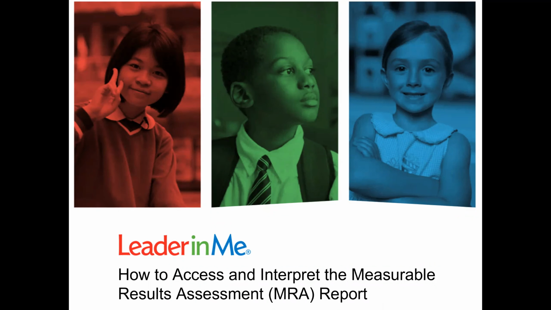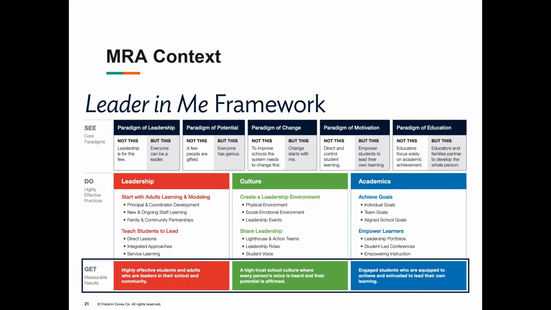This is the second in a two-part series of training videos on the measurable results assessment. In part one, we talked about how to set up and administer the MRA. Now we're going to talk about how you actually access the results once the survey has been completed, and interpret those results.